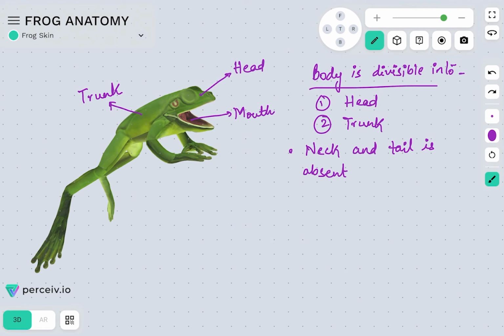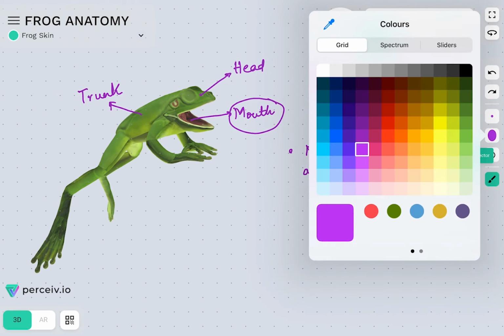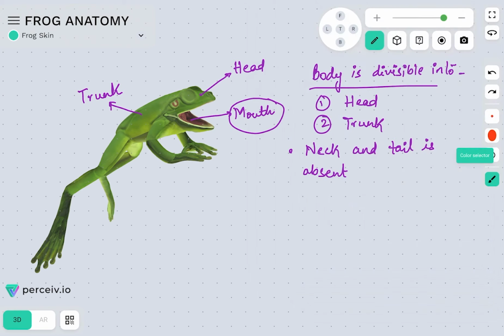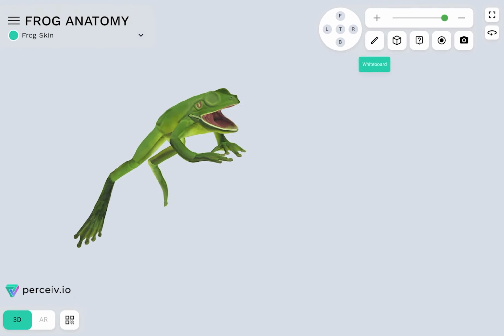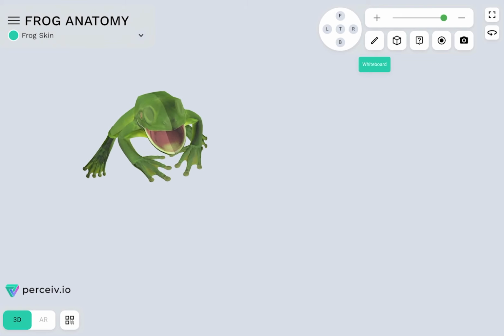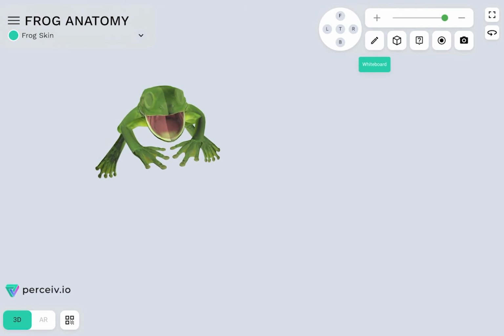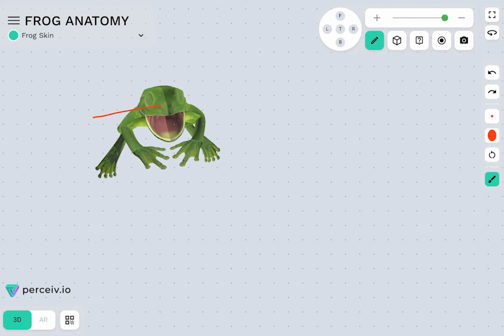All right, now above the mouth you can also see a pair of nostrils being found. A pair of nostrils being found. If I show you in the model, the frontal part which you can see over here, this one, is basically the nostrils, the pair of nostrils being present above the mouth.